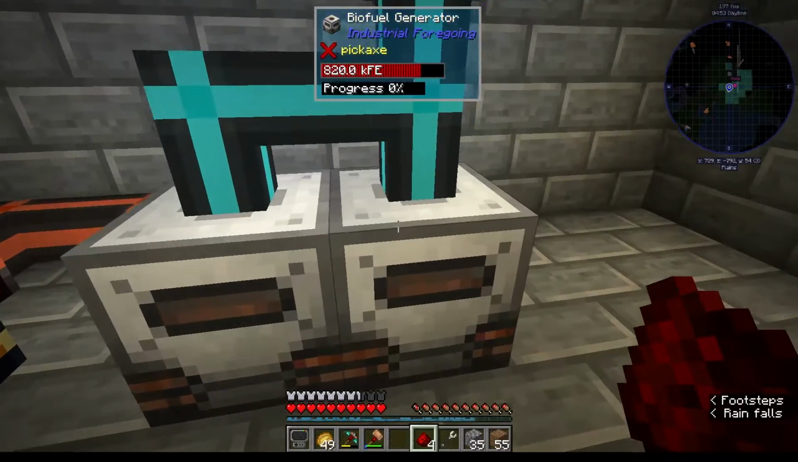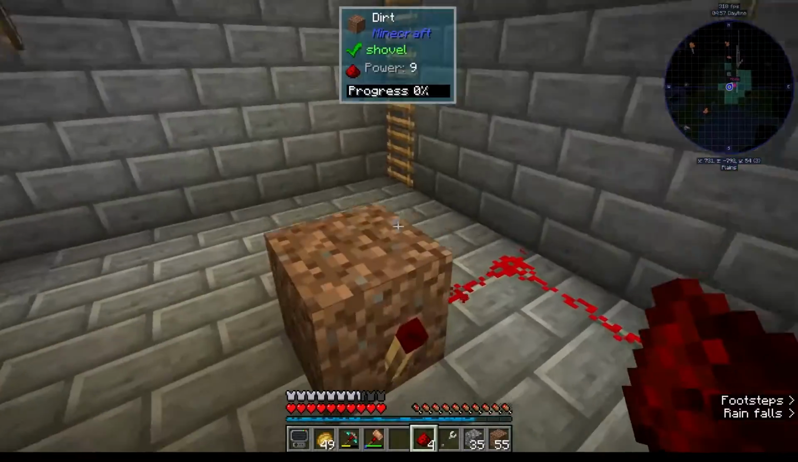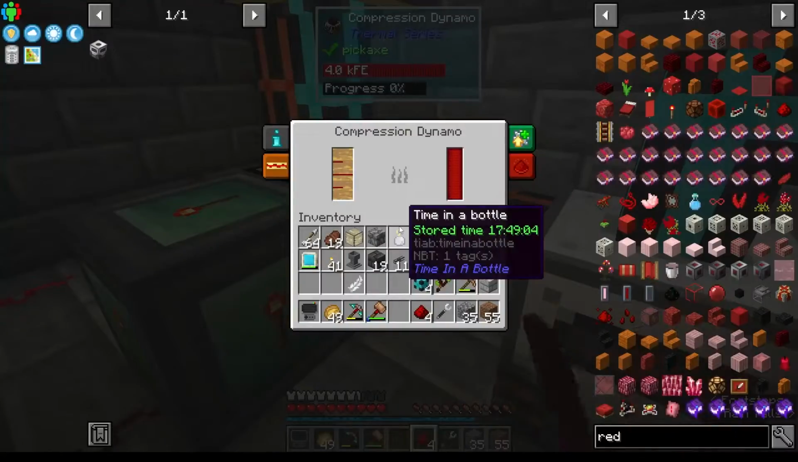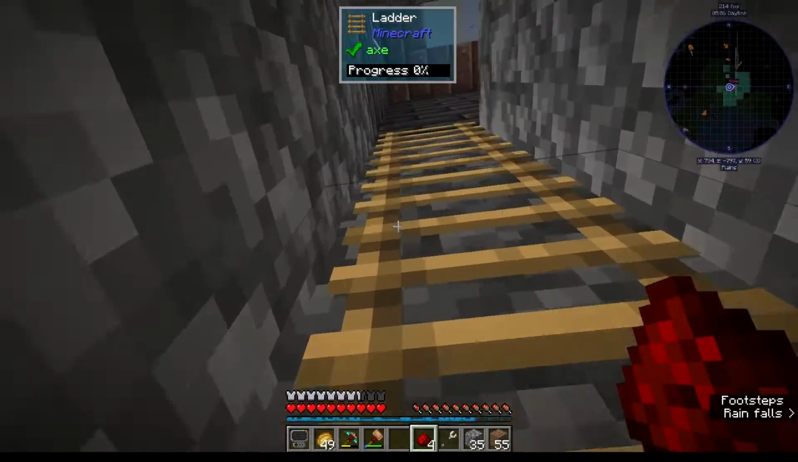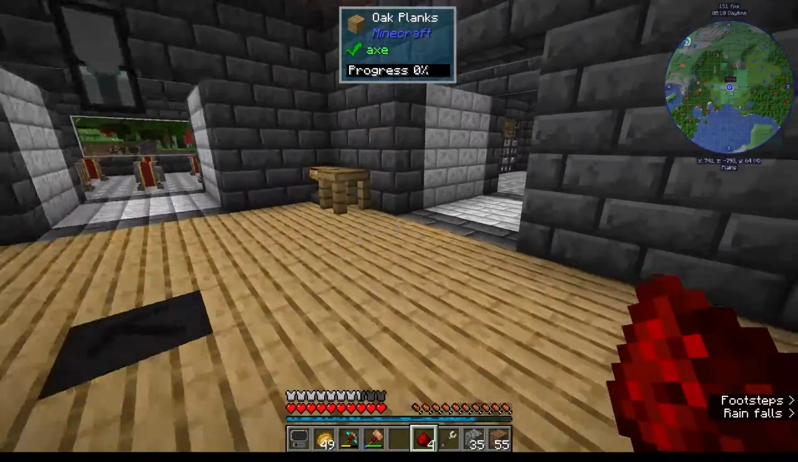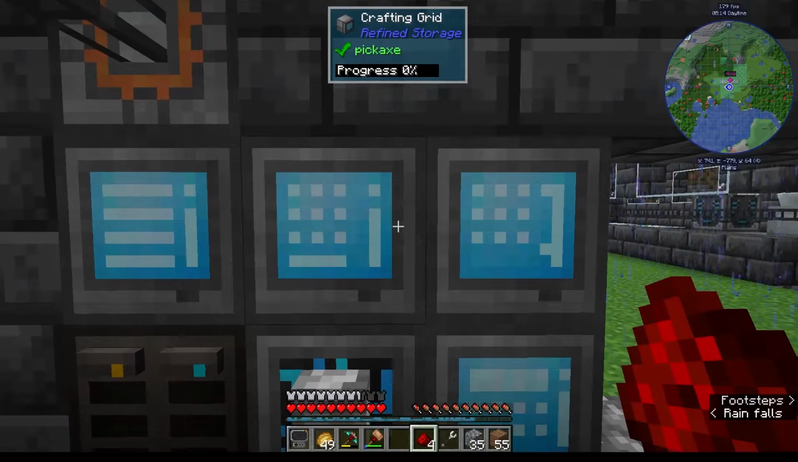So we've got 160 RF per tick times 2, plus that guy, who we could upgrade. We should probably get at least an integral upgrade, if we can, and make him faster, for the times he needs to be. Because, I don't know, maybe he needs to be.